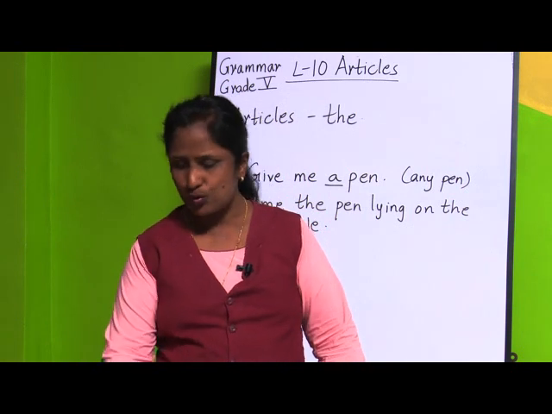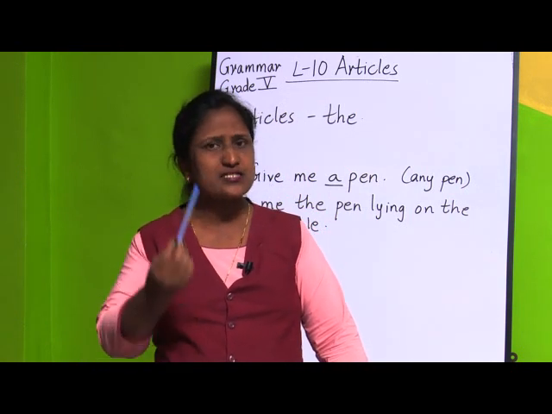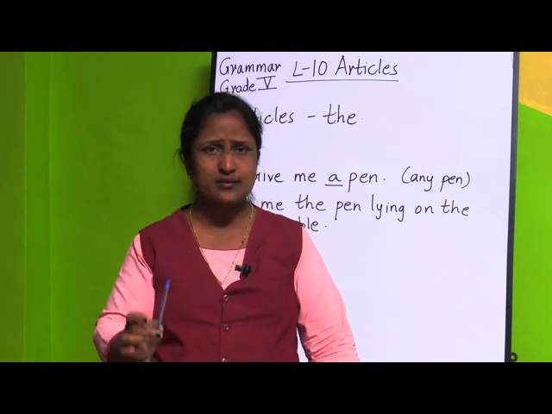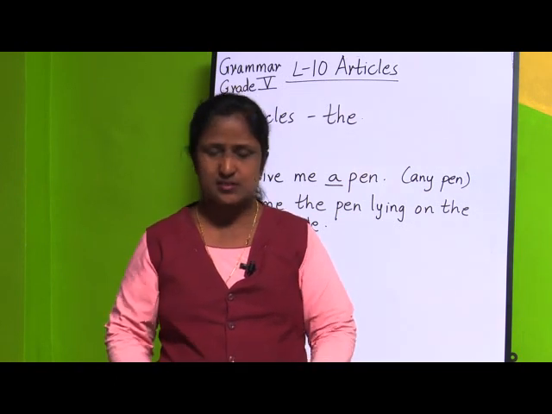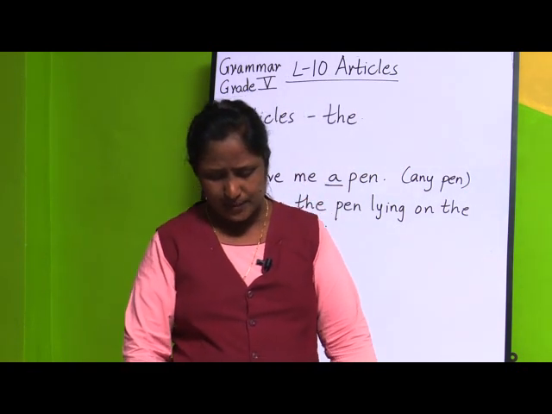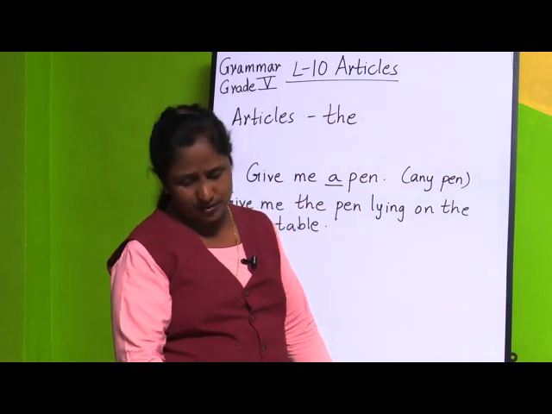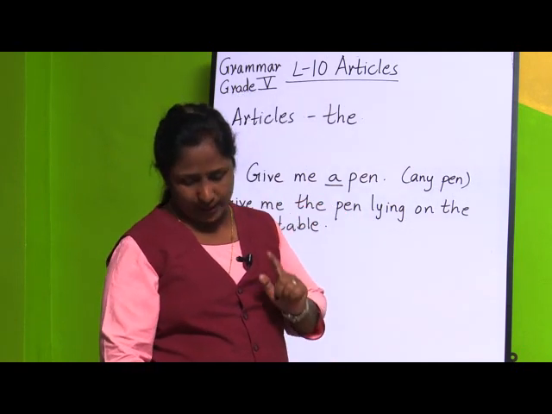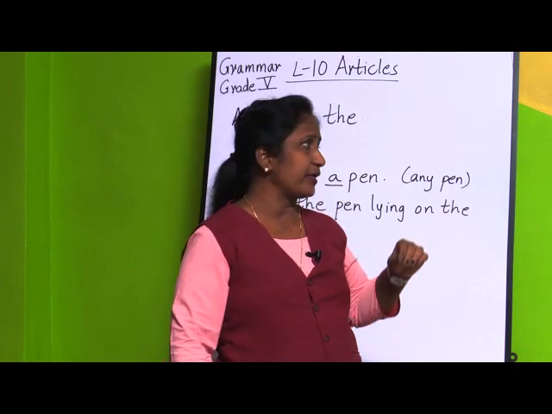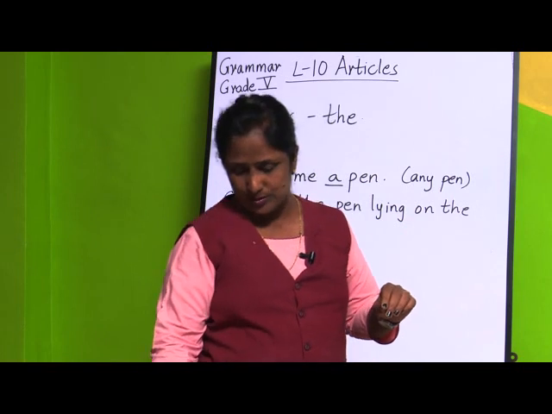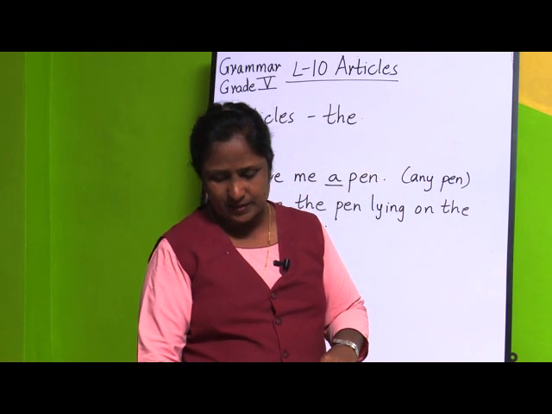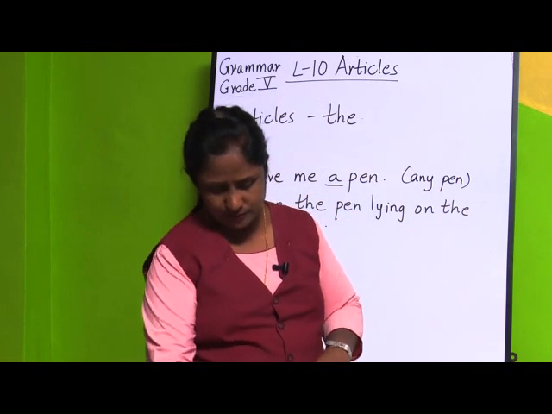On the table you can see only one pen is there. So, I am talking about this one particular pen. When I am talking about only one particular person or thing, that time we are going to use the article the. So, for any person or thing, we use a or an. But when you are talking about any particular person or thing, we are going to use the article the. If you take C exercise, fill in the blanks with a, an or the.